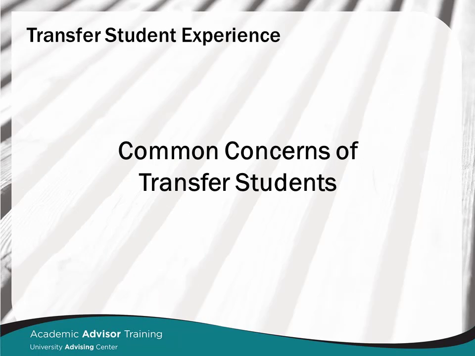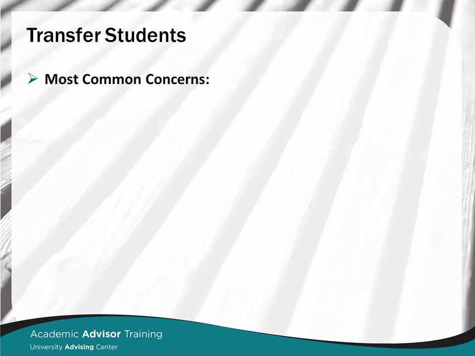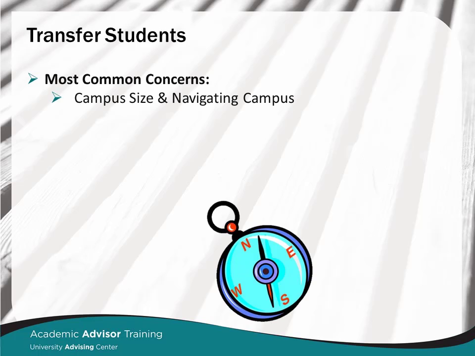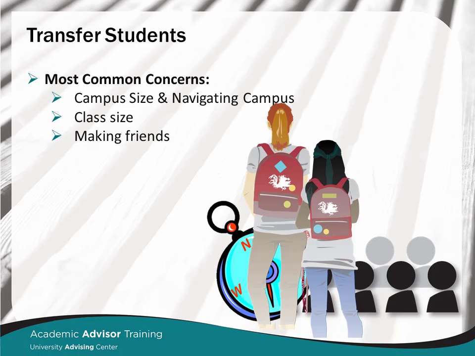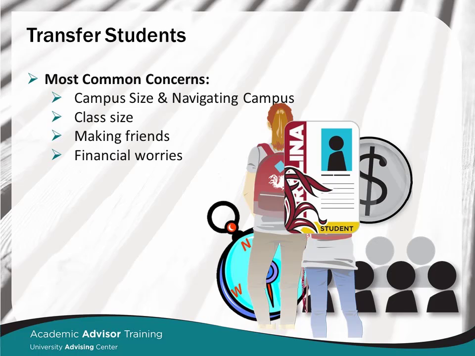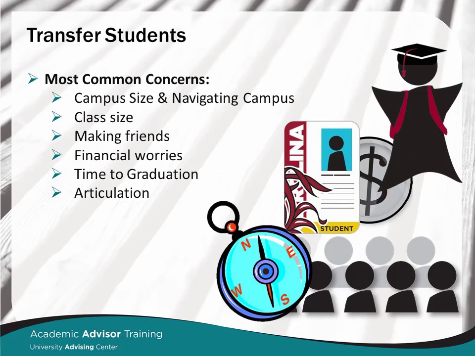Common concerns of transfer students. New U of SC transfer students often have a limited adjustment period between admission, registration, and the start of classes. The most common concerns reported by incoming transfer students at U of SC include campus size and navigating campus, class size, making friends, lack of scholarships and other forms of financial aid, time to graduation, and transfer course articulation.